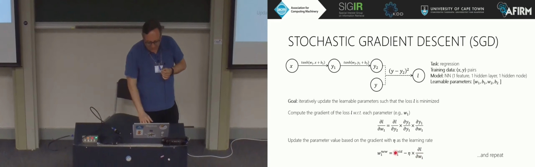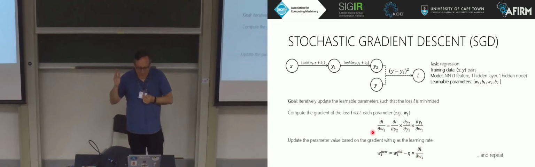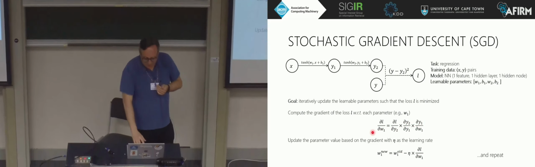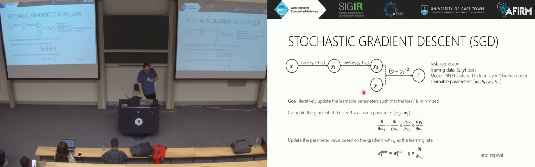To actually figure that out, you can decompose the gradient into what happens at each step. So how the loss changes with W1, which is way back here, depends on how the loss changes with respect to Y2, and on how Y2 changes with respect to Y1, and on how Y1 changes with respect to this W. So that's the kind of thing.